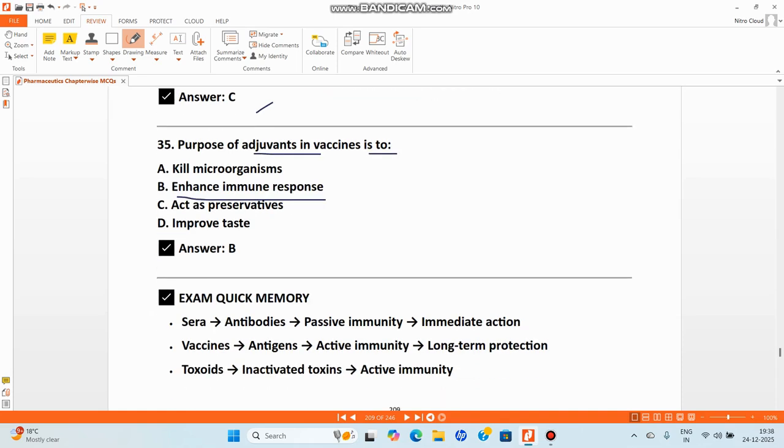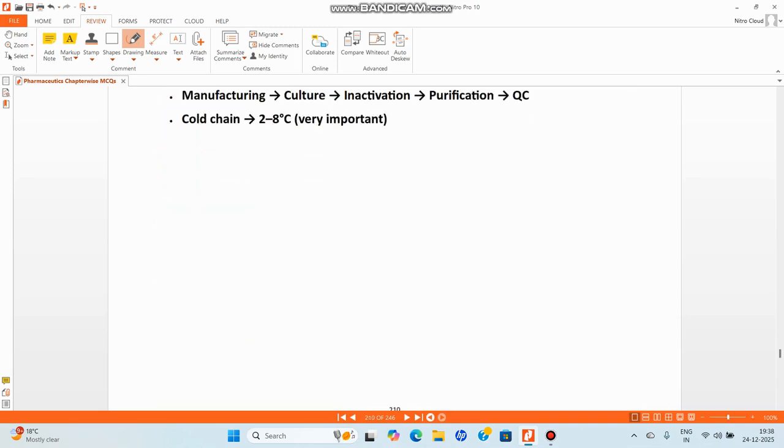Okay. So here, see, this is the exam quick summary. Sera contain antibodies, produce passive immunity, and are given for immediate action. Vaccine contains antigens and gives active immunity and long-term protection. Toxoid contains inactivated toxin and produces active immunity. Okay, so this is very important.